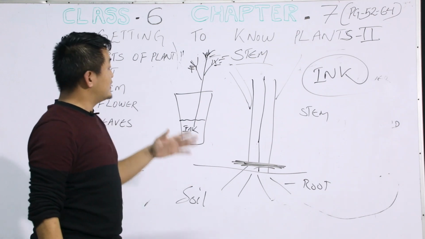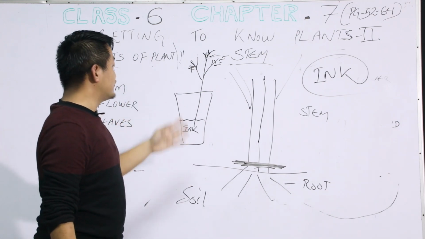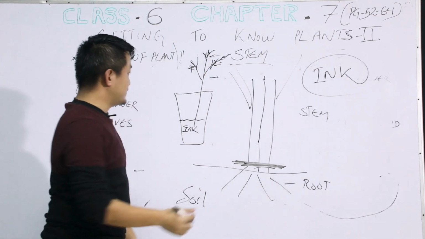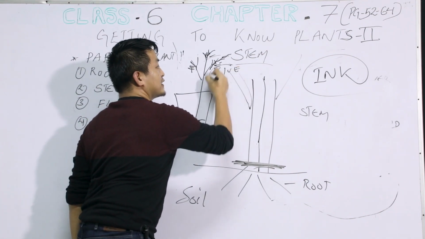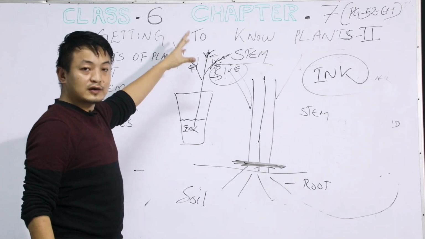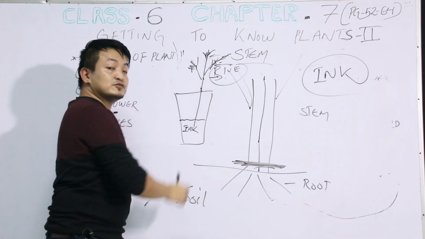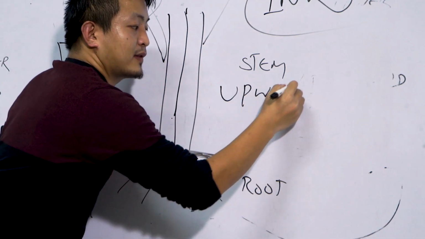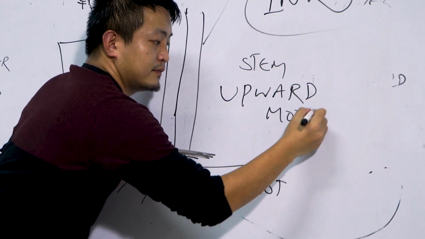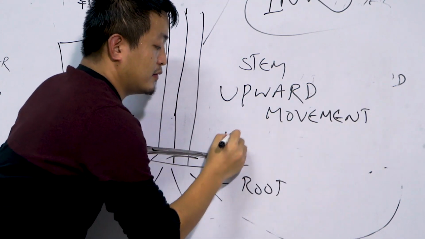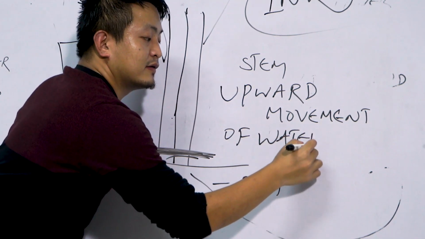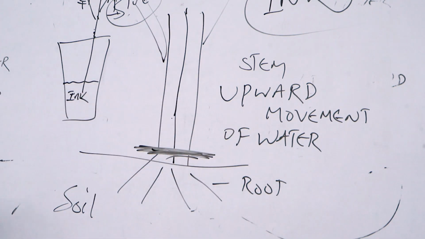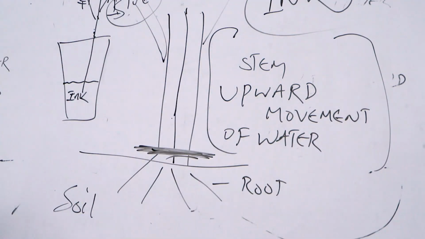Now it's early morning, and you want to see the results. What you will find is that all these leaves will turn blue, let's say this ink is blue. Even the flower will turn blue. Even the stem will turn blue. This proves the upward movement of water in the stem. This experiment is to prove the upward movement of water in the stem.